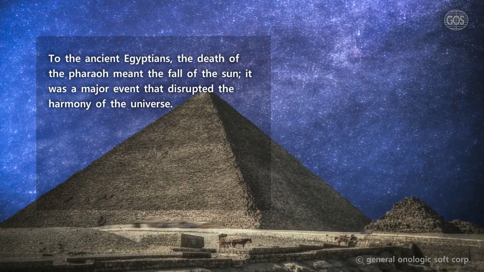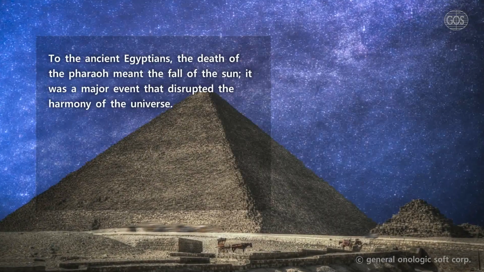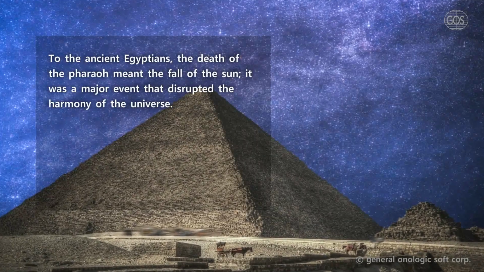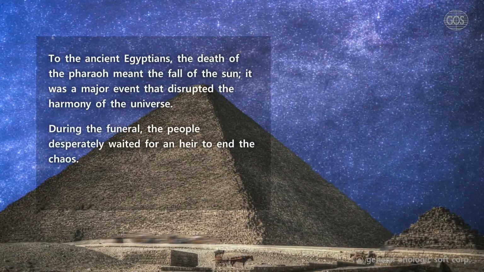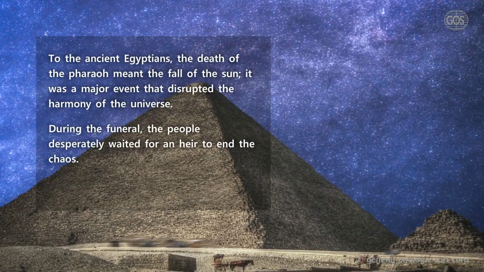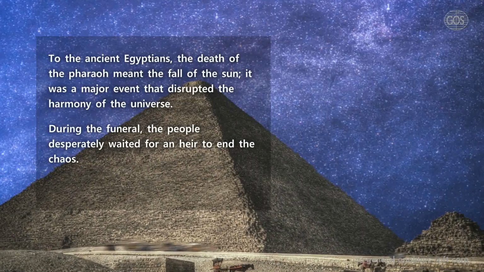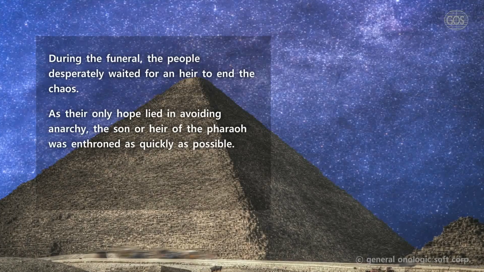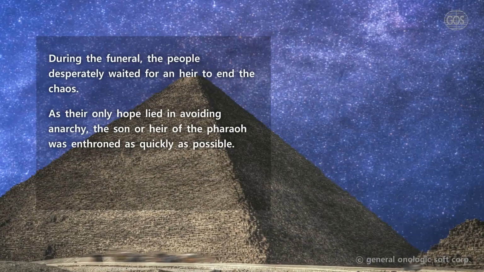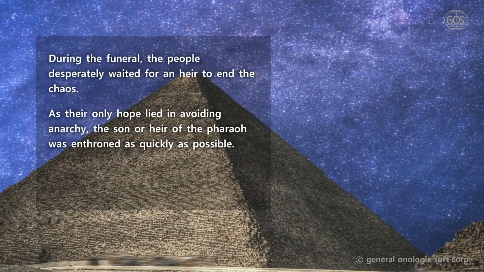To the ancient Egyptians, the death of the pharaoh meant the fall of the sun. It was a major event that disrupted the harmony of the universe. During the funeral, the people desperately waited for an heir to end the chaos. As their only hope lay in avoiding anarchy, the son or heir of the pharaoh was enthroned as quickly as possible.